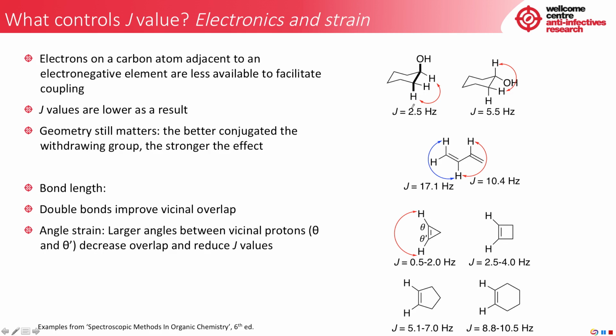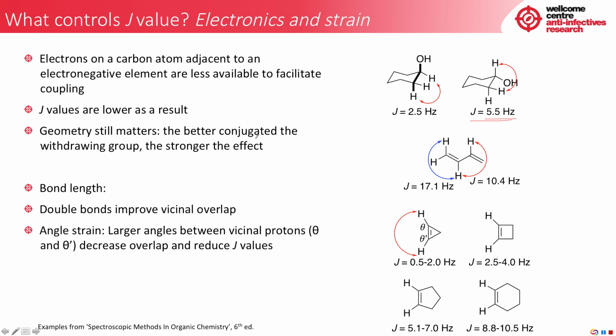If you actually take the same geometrical arrangement between the hydrogens here, but you move the oxygen into a position where it's less able to interfere, you get a much larger J value. I would point out, though, this is still considerably smaller than you would have if the oxygen was gone entirely. So geometry still matters. The better conjugated the withdrawing group, the stronger the effect.